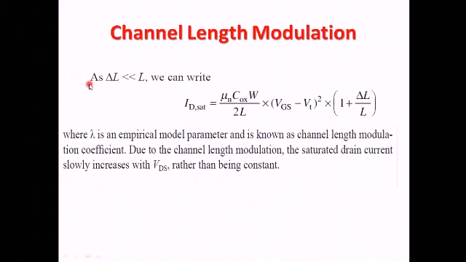Now we will put this condition. We know that small, that is delta of L, is much smaller than capital L. So we can write that ID saturation is equal to μn Cox into W by 2L into (VGS minus VT) whole square into (1 plus ΔL by L). We can write this. So I hope this is clear to all of you.